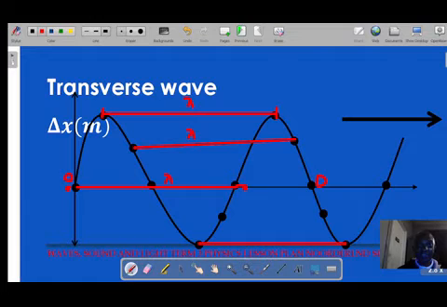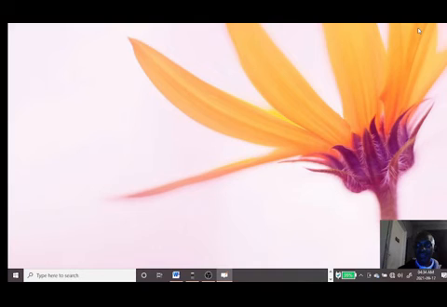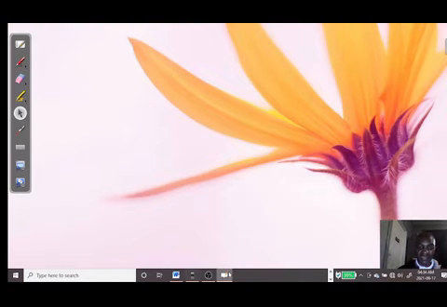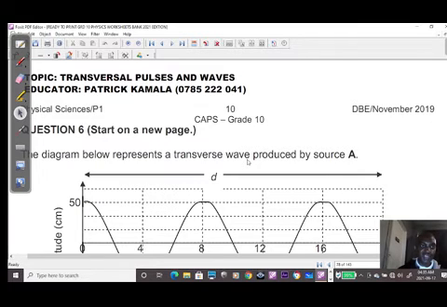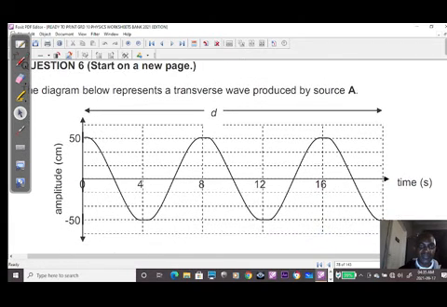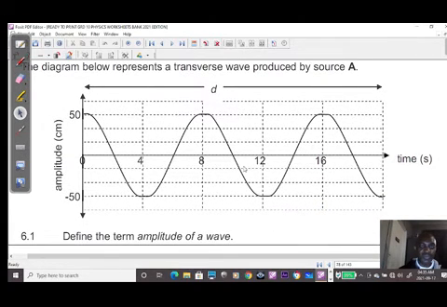Let us try out some examples here. Let's see what we can do. Now these questions are on the group chat. This one is November 2019. The question says the diagram below represents the transverse wave produced by source A. As you can see, this is from 0 to 16 and more. This one is our distance from here up to here.